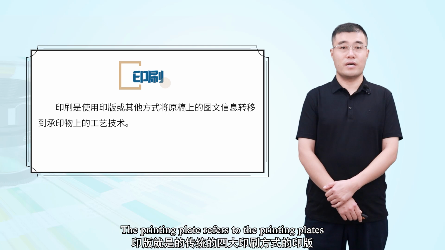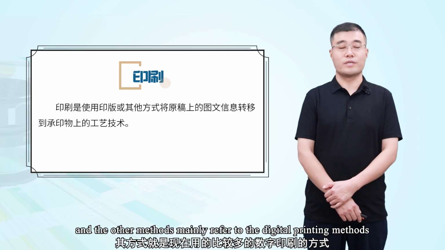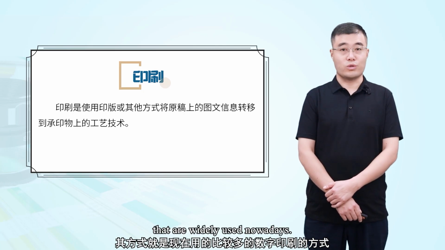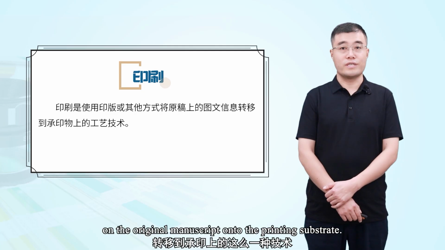The printing plate refers to the printing plates in the traditional 4 major printing methods, and the other methods mainly refer to the digital printing methods that are widely used nowadays. It is a technology that transfers the graphic and text information on the original manuscript onto the printing substrate.